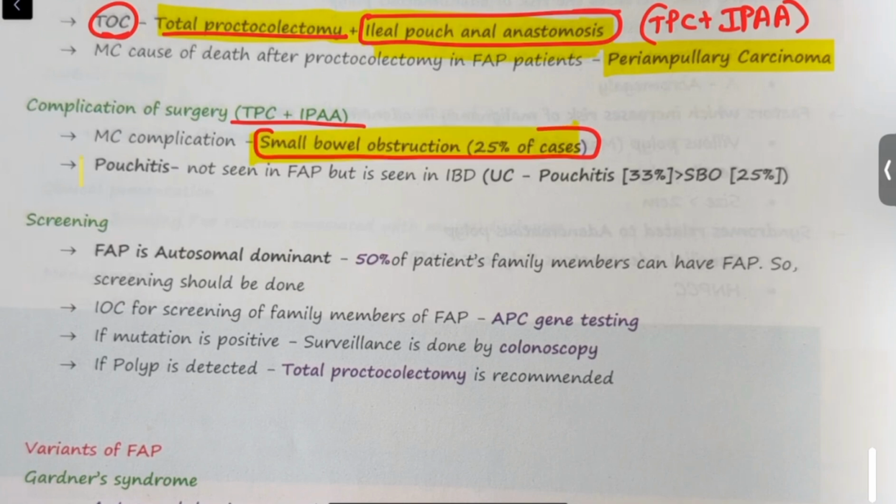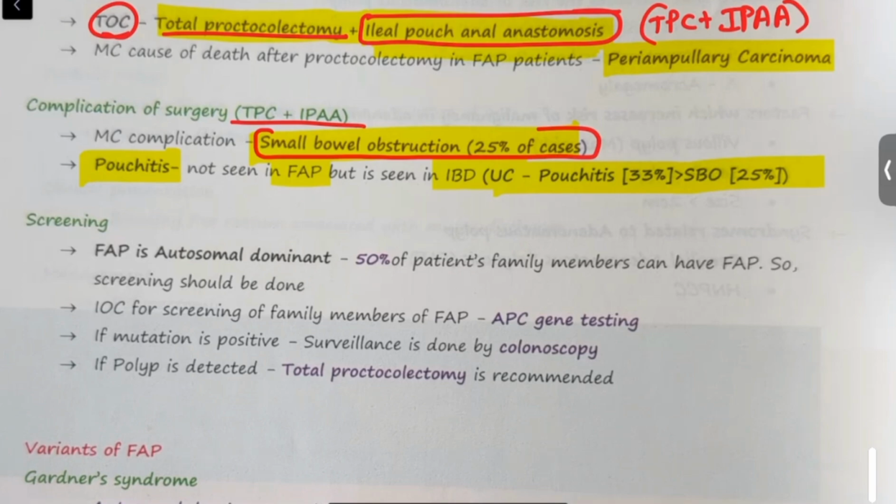And pouchitis: the ileal pouch that we have created can become inflamed, and that can lead to pouchitis. Usually this is not seen in FAP, but it is seen in inflammatory bowel disease, that is ulcerative colitis. Pouchitis and small bowel obstruction are common.